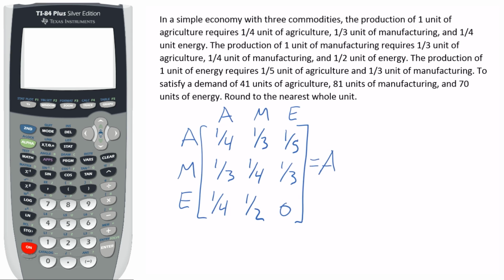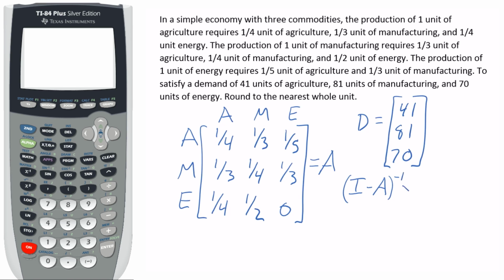Now we also need our demand matrix D, and our demand matrix is how much we want to have left over after we've produced a certain amount, and some of that is consumed in the process. So we want to have left over 41 units of agriculture, 81 units of manufacturing, and 70 units of energy. And so to solve this, what we'll use is the formula (I minus A) inverse times D. And so to do that, we'll need to put all of these matrices in our calculator.